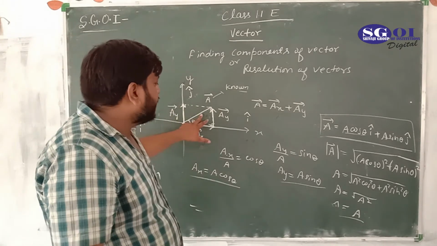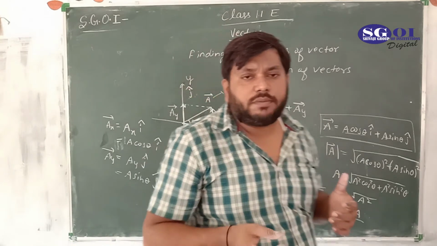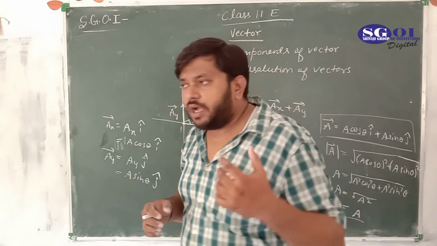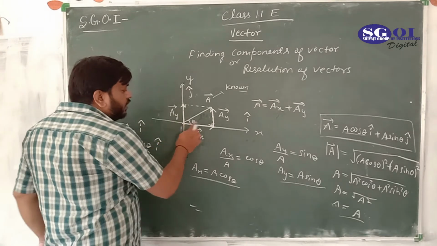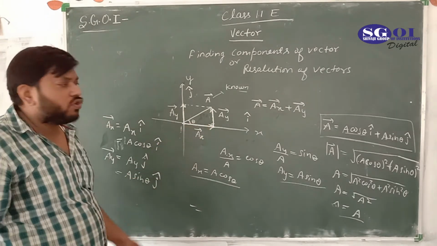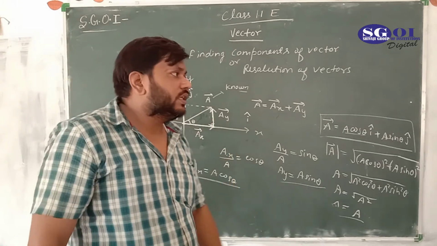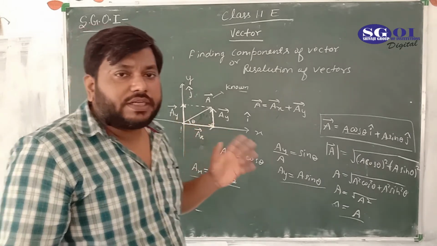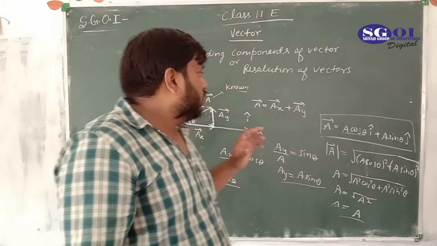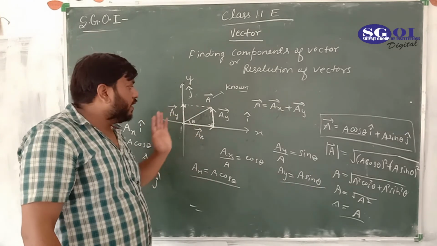We have resolved the vector A into its components. How do we resolve any vector into its components? By drawing the perpendicular in the particular direction and joining the tail to the point where the perpendicular is drawn. That vector is the vector component of that vector in that particular direction. Very important concept, because whenever you deal with vector quantities, you have to face this component problem.